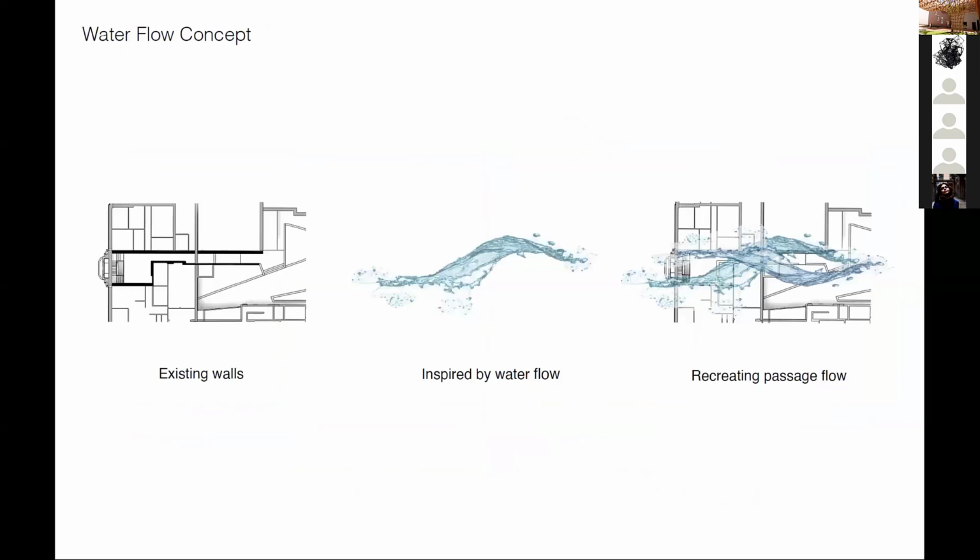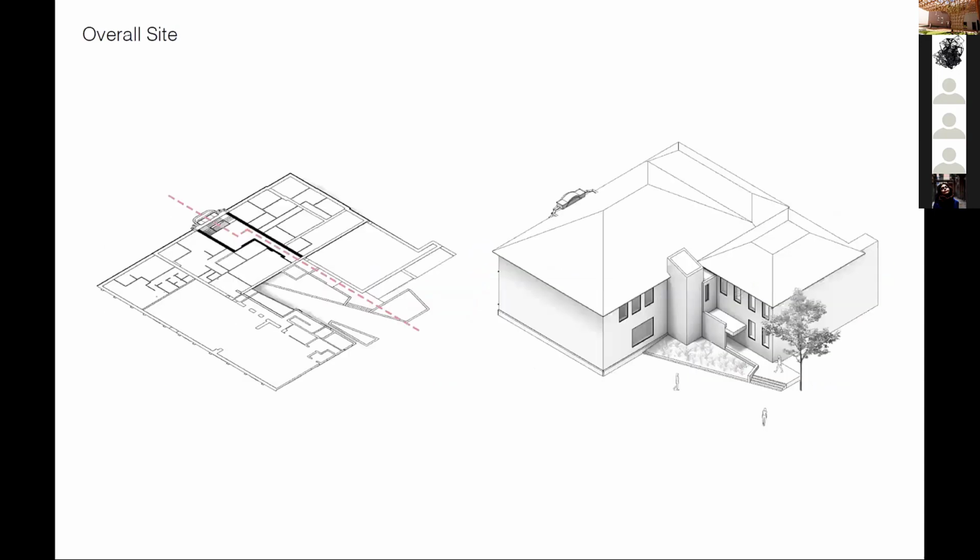So our design was influenced by the flow of water, and in the existing building, the walls were straight and they lacked spatial flow. So we wanted to enhance that by recreating the walls into more fluid-like structures. This is looking at our existing building more closely and showing the main area we are working on.